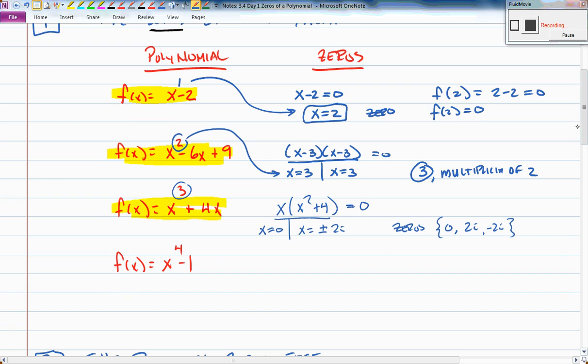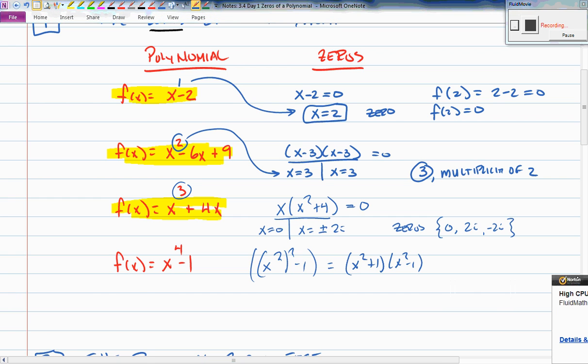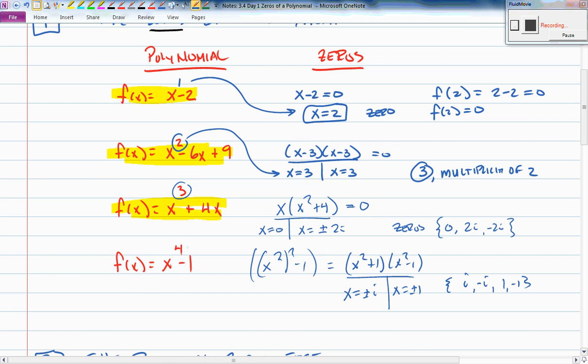And you can see where this is kind of going here. X to the 4th minus 1, well, we can factor this into x squared minus 1 times x squared plus 1, so that will leave me with x squared plus 1 times x squared minus 1, and I can factor this and get the zero product property that x is going to be equal to plus or minus i, or x is going to be equal to plus or minus 1. So the zeros in this case would be i, negative i, 1, and negative 1. So notice I have a 4th degree polynomial and I have 4 zeros.